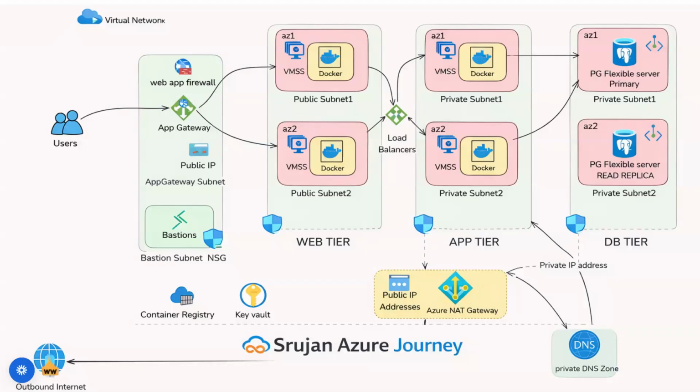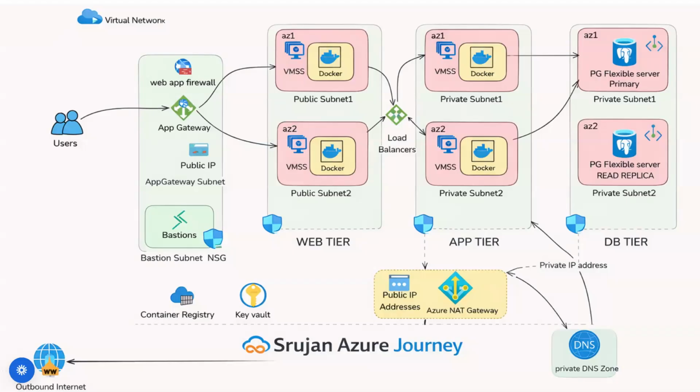Now, talking about DB tier, in this tier, we are going to use Azure PostgreSQL Flexible Server, which is also known as a Flexi Server, because it is very flexible to use. And here, there are two instances. First is a primary, second is a read replica. Set up for high availability and read scalability, accessible only via private endpoints, which is DNS.